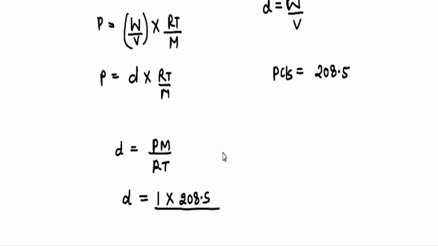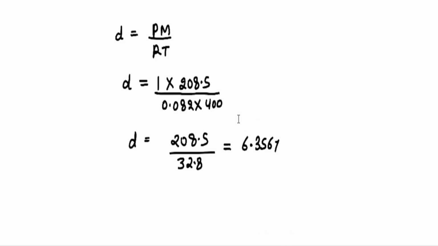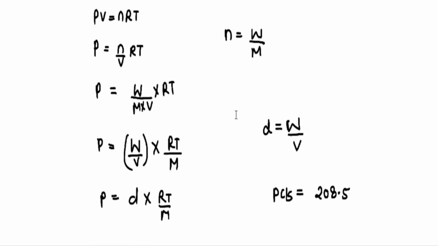The value of R is 0.0821, and the temperature given is 400 Kelvin. If you multiply, we will get D equal to 208.5 divided by 32.8, which is 6.3567. Now we can observe that this expression is derived from here.